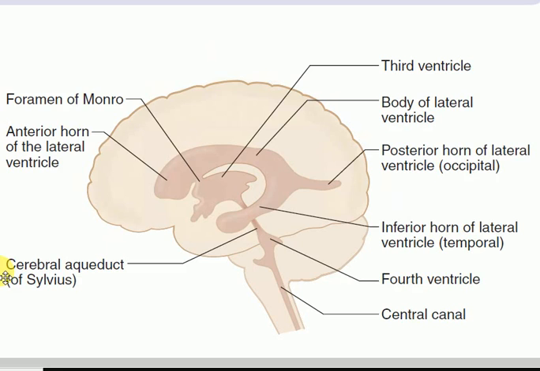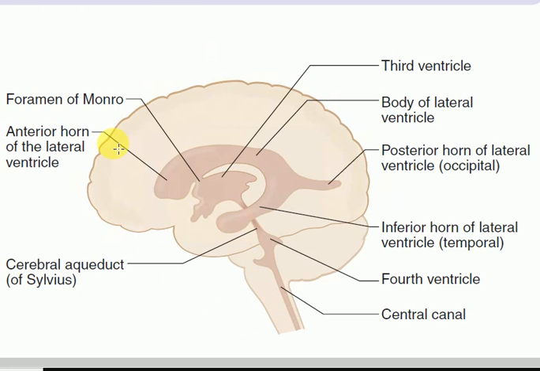Let's discuss the anatomy of the ventricular system of the brain. This diagram shows a lateral view, or phantomized view, of the ventricles of the brain and their interconnecting channels.